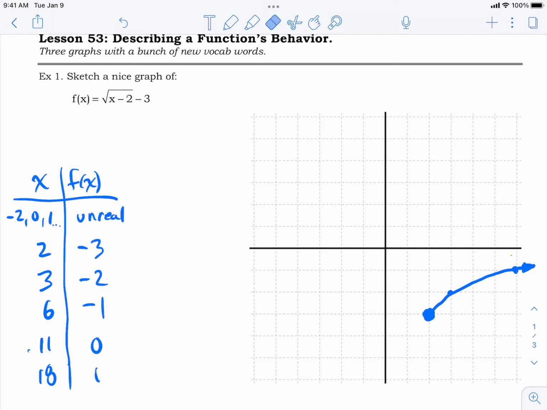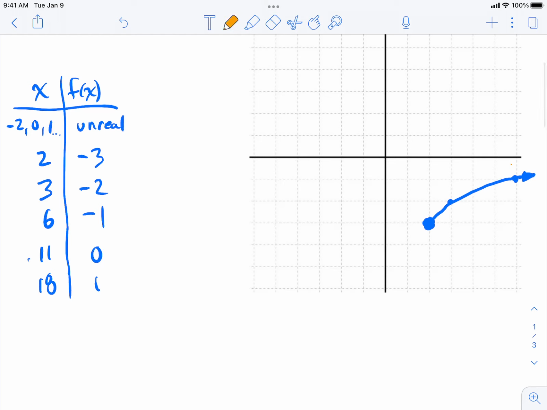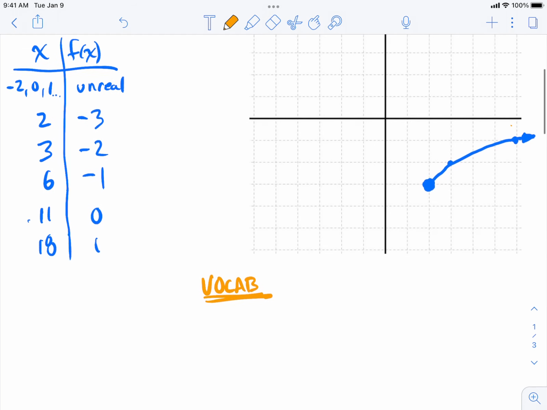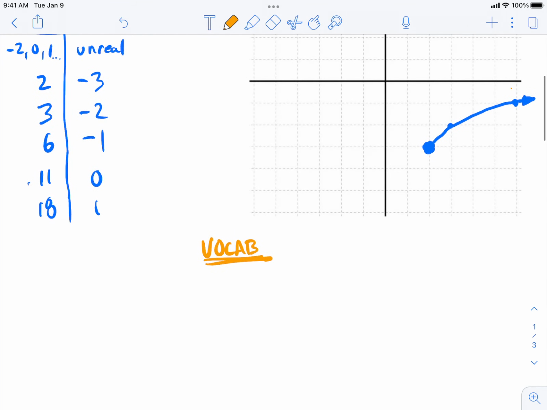Okay, so now that we got the graph made, what do you say we get some vocab going? Vocab time. Vocabulary list. Now, unfortunately, it looks like I'm going to have to keep scrolling up and down as I do the vocabulary list. But one of the words for today is domain. And what is the domain? The domain is the set of all acceptable inputs.